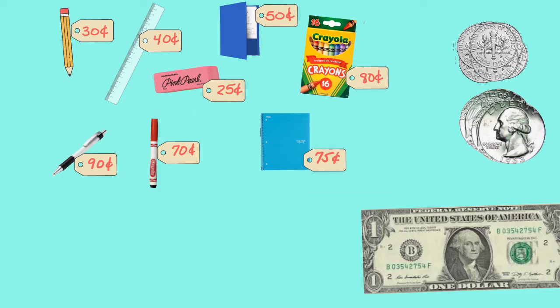Okay, now we're going to try it with quarters. So I think I want to buy the folder here, and this folder is 50 cents. So I'm going to go ahead and slide some coins over to see if I know how much change to give back.